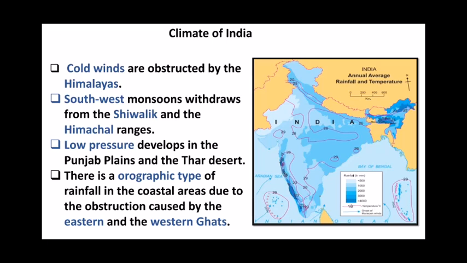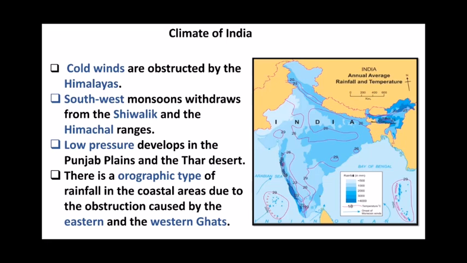So, because of the obstruction, that is, a barrier caused by the Eastern and the Western Ghats, which we learnt in the previous chapter, it rains more towards the coastal areas, like Mumbai. The rainfall reduces on the leeward side. What is the leeward side? It means the other side of the mountain which does not face the sea, from where the winds come with the moisture. So it does not rain on the other side of the mountain.